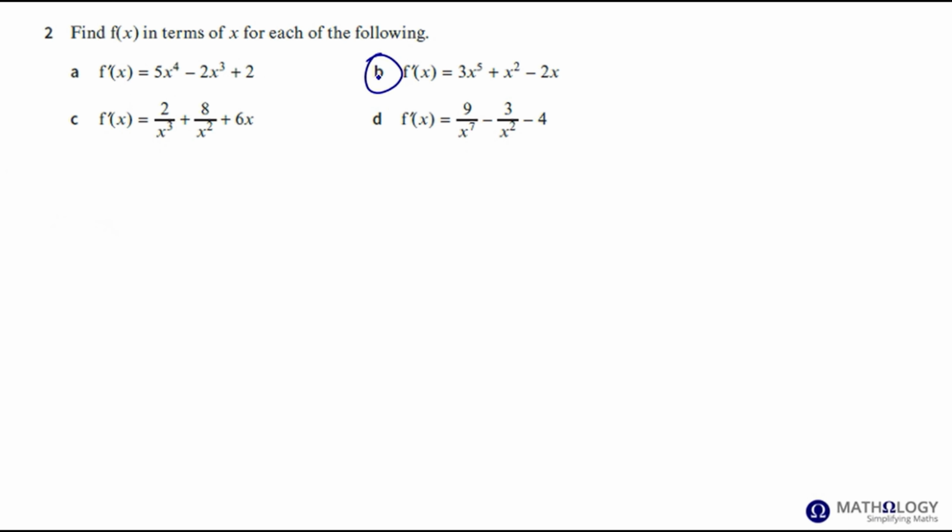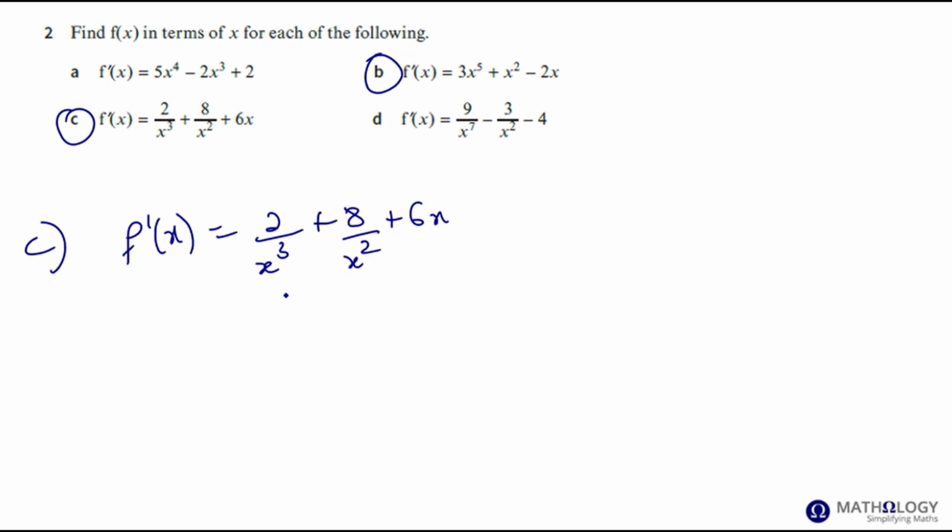B is done in a very similar manner as A, so we're just going to go straight to C because we have denominators here. Well, then D will be very similar to C, so we're just going to do C now. f prime x equals 2 over x cubed plus 8 over x squared plus 6x. Before we can integrate this expression, we need to put it into a form that we can integrate. So f prime x equals 2x to the minus 3 plus 8x to the minus 2 plus 6x. We're now ready to integrate this.